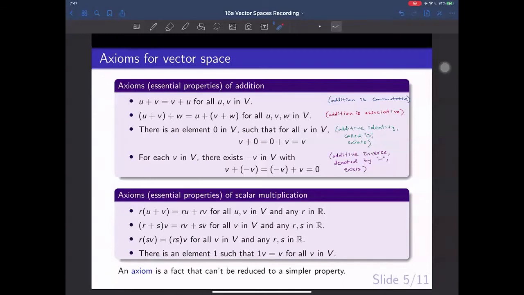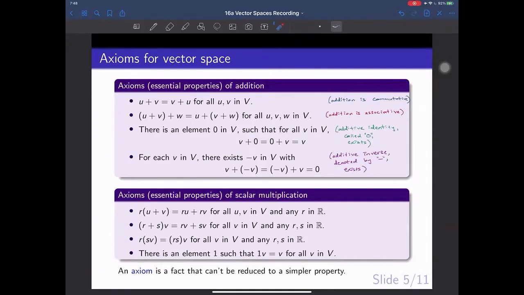Here's the list of properties, the axioms of addition and scalar multiplication. I will go through this, but I don't expect you to digest this. This is a list of the essential properties that make addition what we want and make scalar multiplication what we want. In that sense, these details are very important, but we will focus on the big ideas and not worry about remembering each axiom. Here are the axioms.